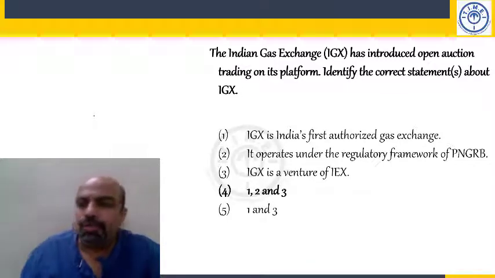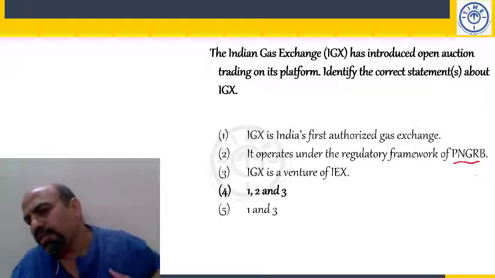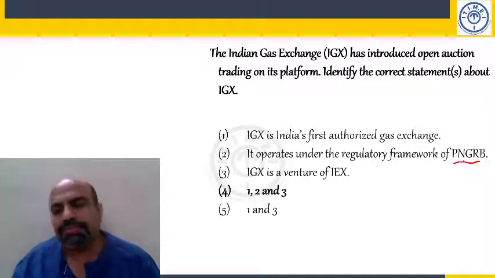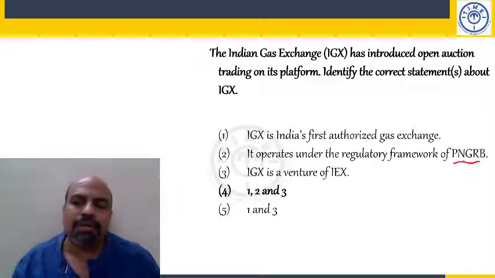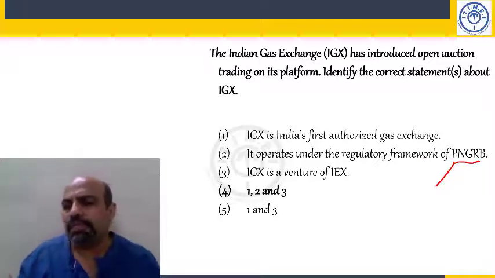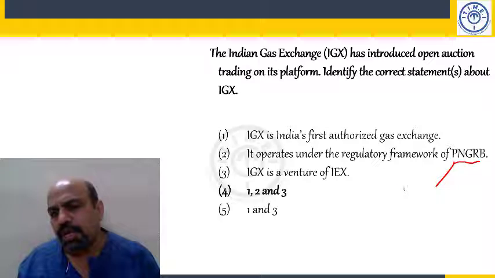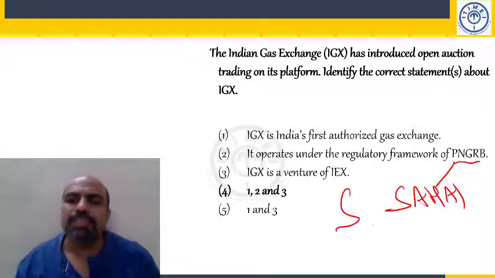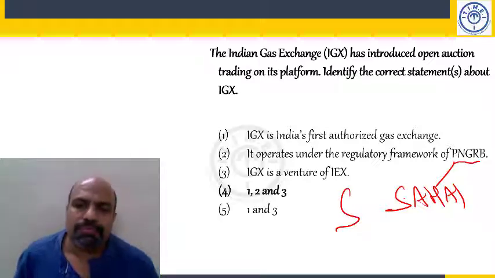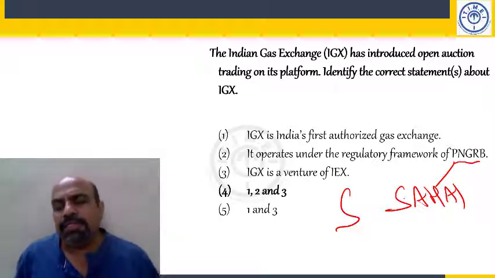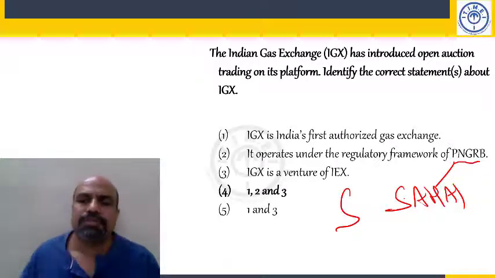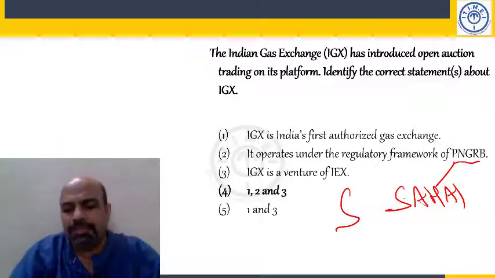And it works under the Petroleum and Natural Gas Regulatory Board. Chairman, very recently appointed, Sanjeev Sahai. Sanjeev Nandan Sahai, but Sanjeev Sahai. IEX is Indian Energy Exchange. The choice 3, you see IEX, that is Indian Energy Exchange.